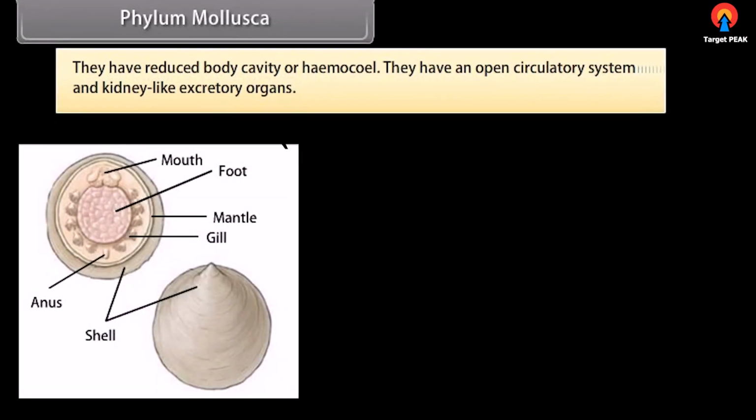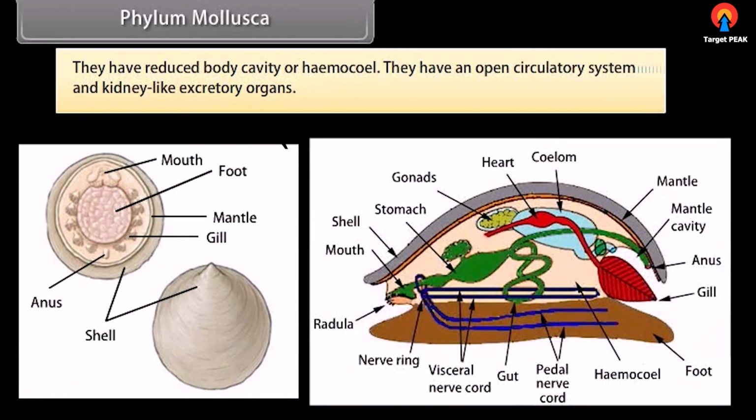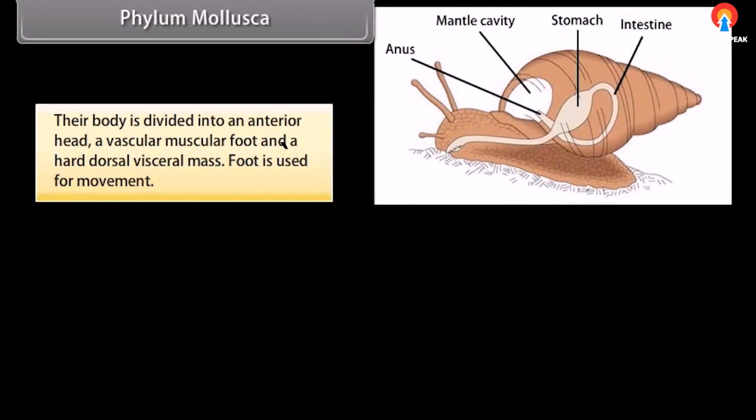They have a reduced body cavity or hemocoel. They have an open circulatory system and kidney-like excretory organs. Their body is divided into an anterior head, a ventral muscular foot, and a hard dorsal visceral mass. The foot is used for movement.